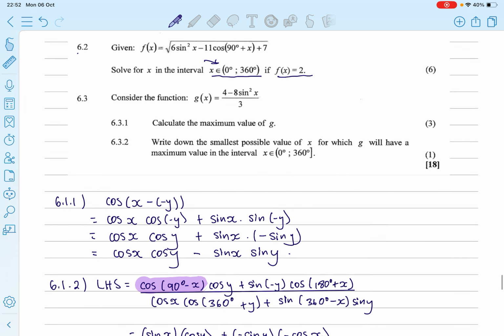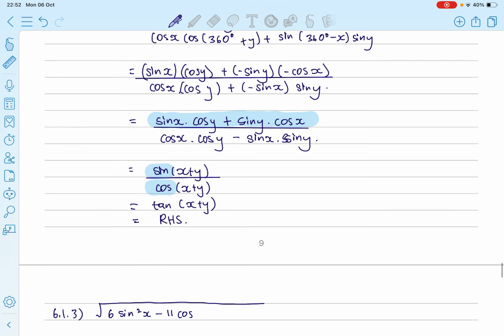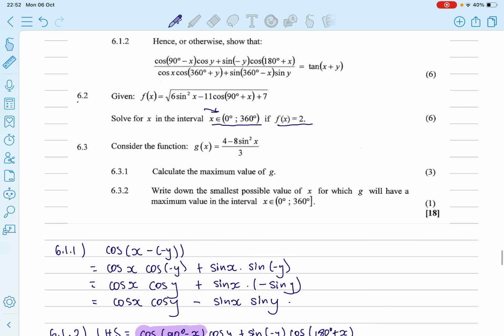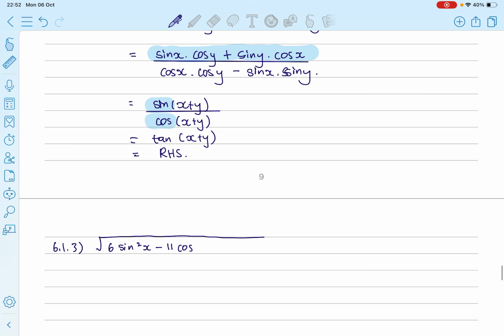So we're looking at 6.1.3. So we've got the root of 6 sine squared x. Remember it was 11 cos 90 plus x plus 7.